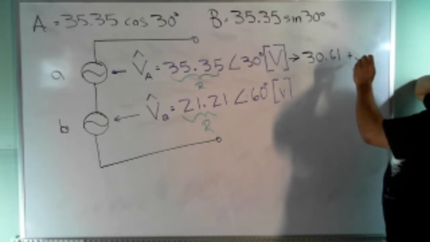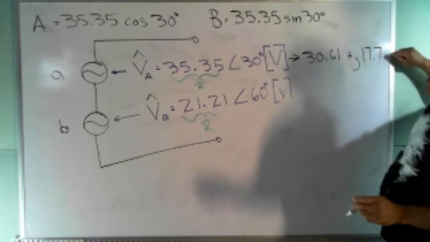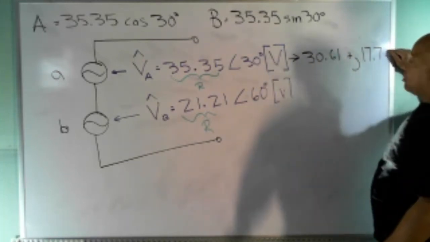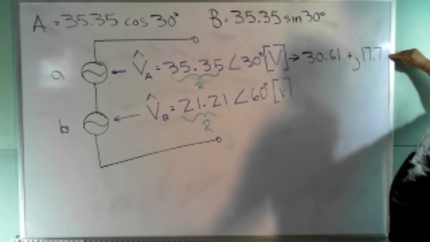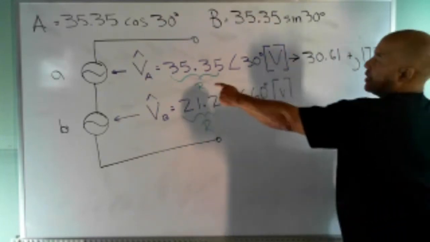What is it? 17.67. Okay, I'm looking at around 17.7. Now I don't have enough room to write my units, but you just write volts with a bracket on it. So on your paper, write the volts over here so you get your units right. Now everybody sees how to convert this.